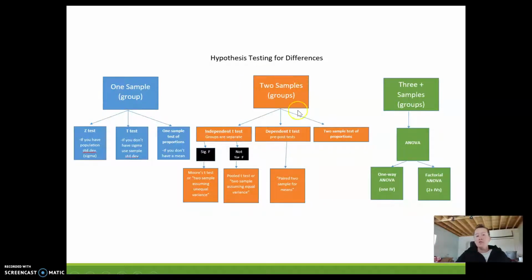In a few weeks, we'll get to two sample tests, focusing on independent t-tests, which has two options, and dependent t-test, which is our pre-post. There's also ways to do this with proportions. This class does not talk about 3 or more groups. This is ANOVA, and we'll get to that if you take intermediate statistics.